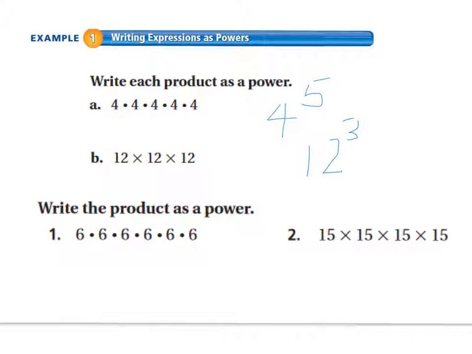Write the product as a power. 6 times 6 times 6 times 6 times 6 times 6. 6 is our base, and it is used as a factor 1, 2, 3, 4, 5, 6 times, so our exponent is also 6. So that would be 6 to the 6th. Question 2, 15 times 15 times 15 times 15. Our repeated factor is 15. It is repeated 4 times, so our exponent is 4, and that would be read as 15 to the 4th.